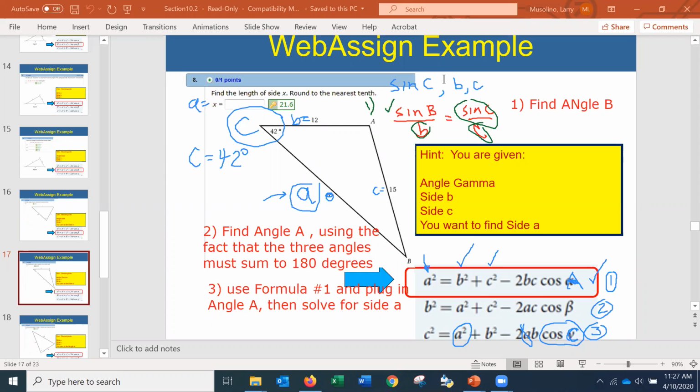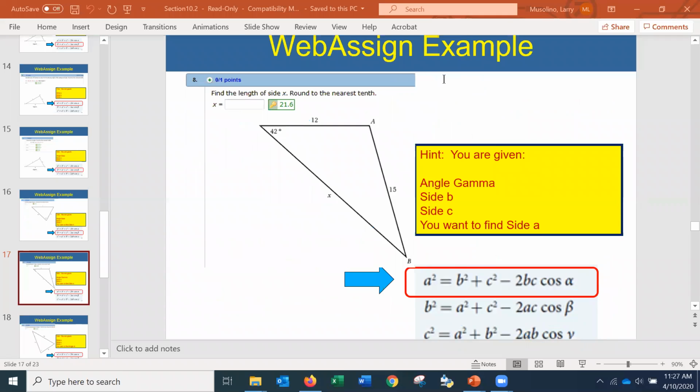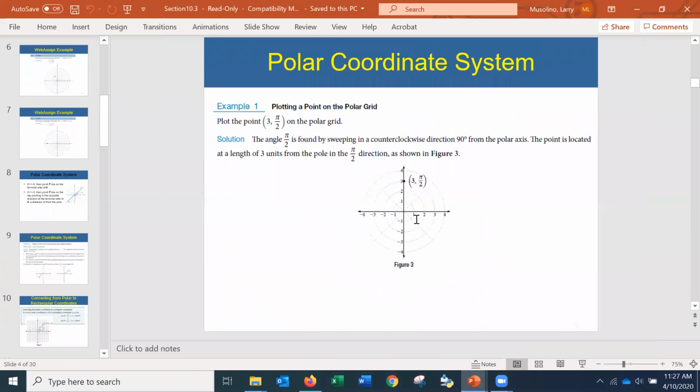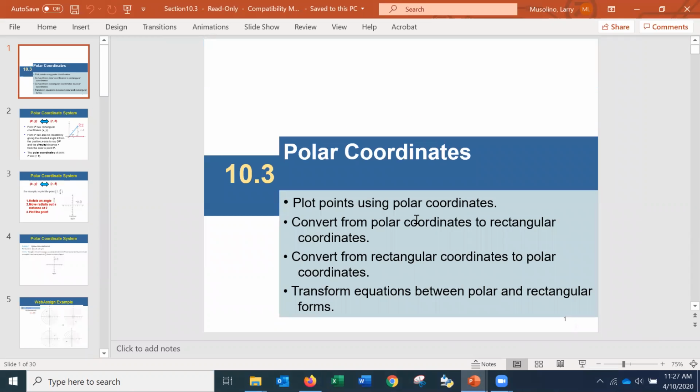Well, I wanted to then go to section 10.3 and introduce this idea of using what are called polar coordinates. So the idea here with polar coordinates is to give us an alternative way to solve problems. Because sometimes it's easier, instead of working with XY coordinates, to work with something called polar coordinates.